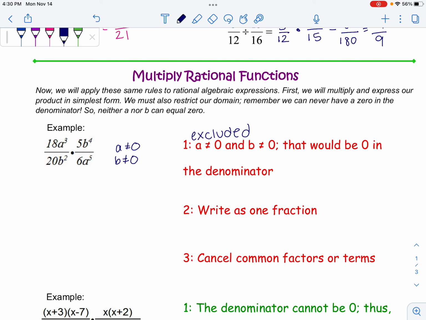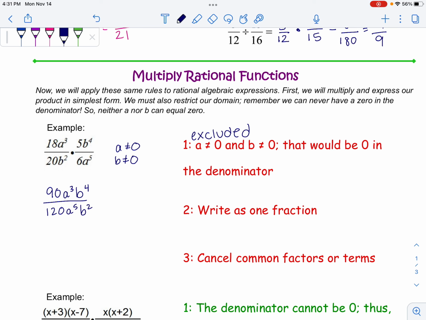Step 2 is going to be to go ahead and multiply. So I'll start by multiplying the numerator. 18 times 5 is 90. And then A cubed and B to the 4th, they can't really combine, so we're just going to write them. And then in the denominator, 20 times 6 is 120. Again, A to the 5th, B squared. Now I'm going to simplify.